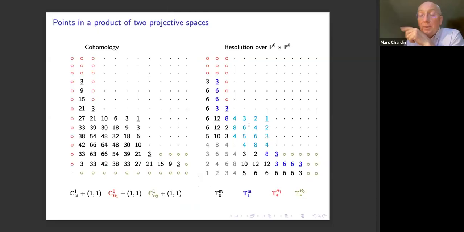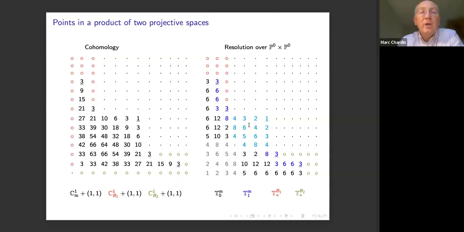So first, sorry, before that, I return to what I explained before: the connection between cohomology and Betti numbers, or resolution. For that, I have taken another example of a complete intersection.